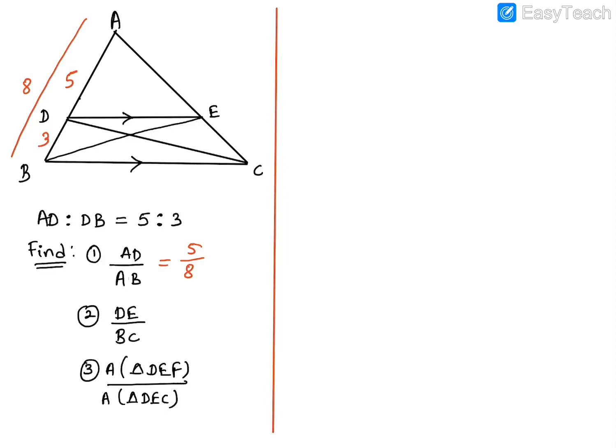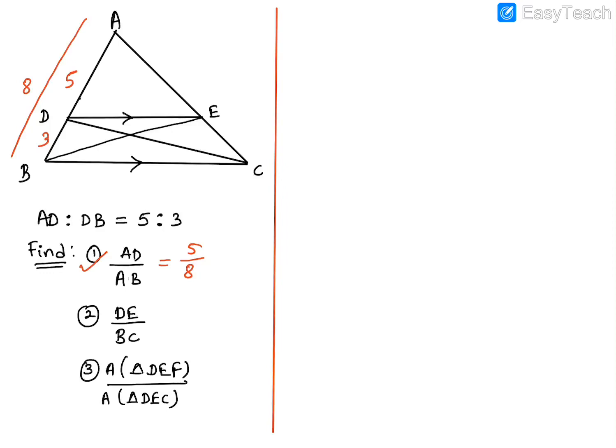Then DE upon BC. Now how do we find the ratio of DE upon BC? Guys, this part is a little tough. I'm skipping this part; I think you can write the statements on your own. I'm now writing the statements for the second part, that is how to find the ratio of DE upon BC.